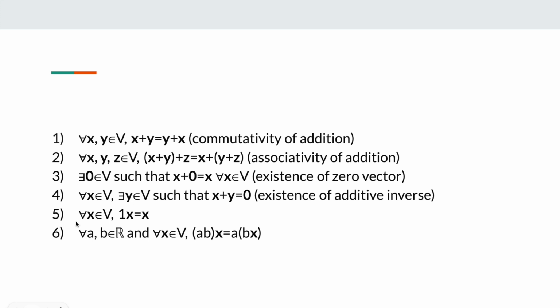Condition 5. For all vectors x in V, 1 multiplied by vector x is equal to vector x itself. Condition 6. For all real numbers a, b, and for all vectors x in vector space V, we have bracket a, b, vector x equals a bracket b vector x.